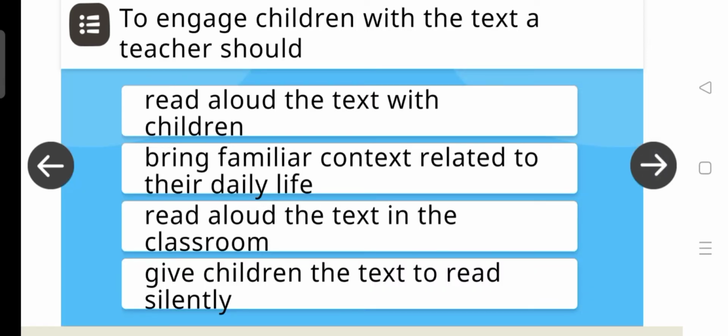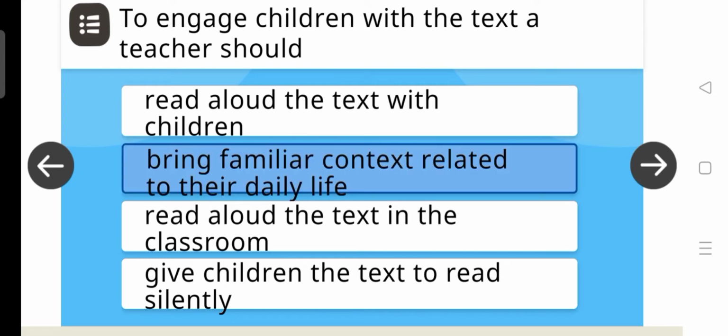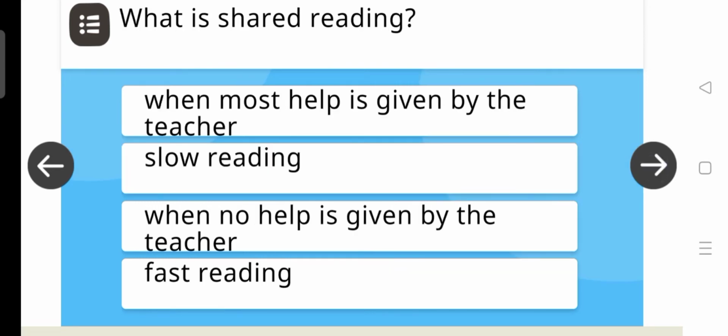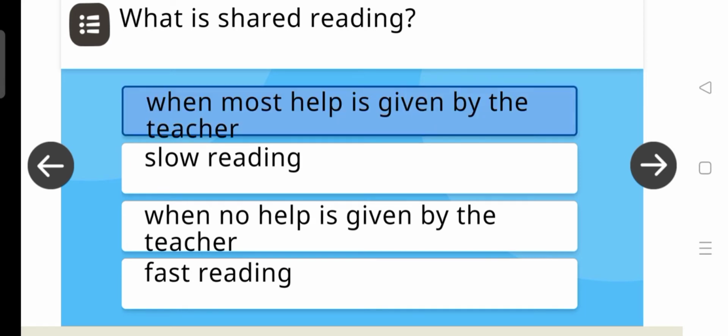To engage children with the text, a teacher should bring familiar context related to their daily life. What is shared reading? When most help is given by the teacher.